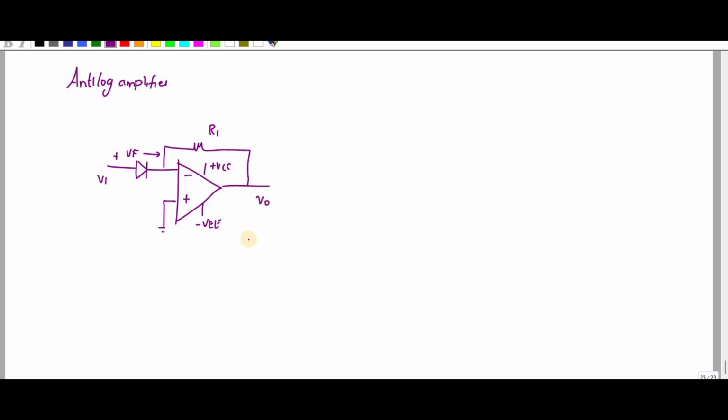So let me explain this. The current is IF. Okay. So I can write the IF current. Applying KCL at the inverting input, 0 minus V0 is equal to IF RF. The current flowing through this one is IF, right? So I can write V0 is equal to minus IF RF.